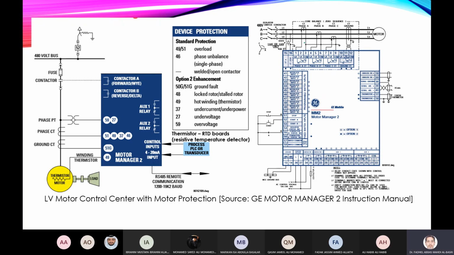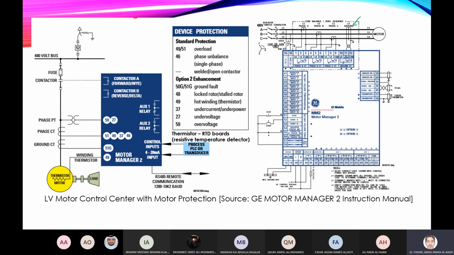And this is how the CTs look. This is the core balance CT. All three phases pass through the opening of the CT, which is connected to the input channel for the ground overcurrent protection. And the three CTs are connected, one for each channel. And this is the VT input here.